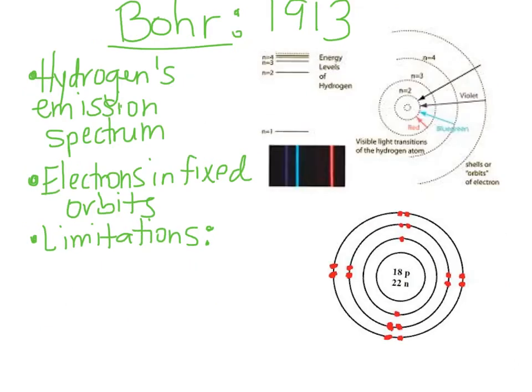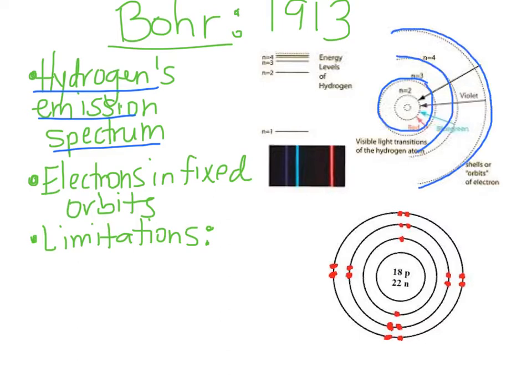Okay, so the next scientist was Bohr, and in 1913, he made his discovery based on what's called hydrogen's emission spectrum. So this is where math started getting into atomic theory, and what he did was he realized that electrons have a particular amount of energy. And based on that amount of energy they have, they are in what are called fixed orbits around the nucleus. And so how did he discover that?